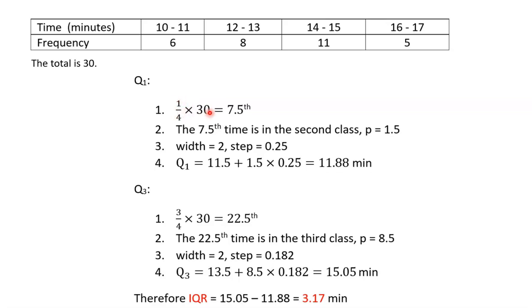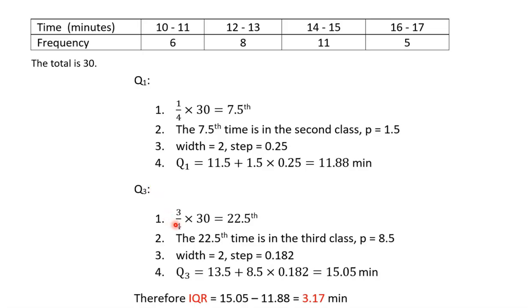The first quartile is 1/4 of 30, 7.5 position, which is in the second class. It's 1.5 position in the second class. Step is 0.25 and Q1 was 11.88.